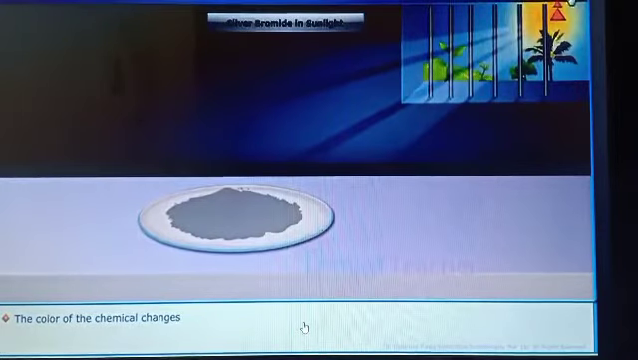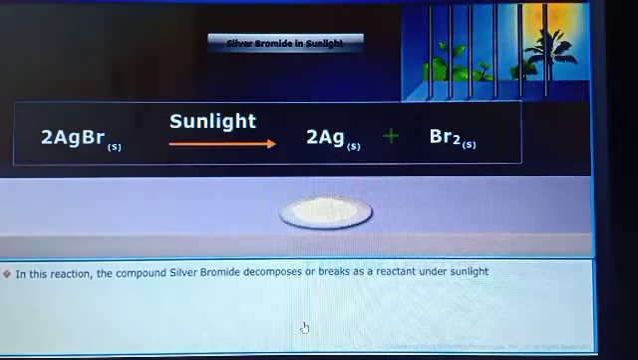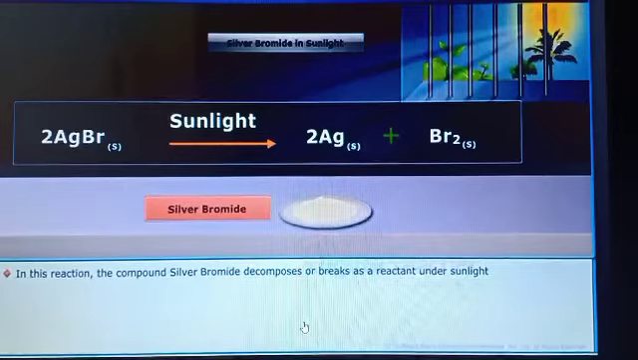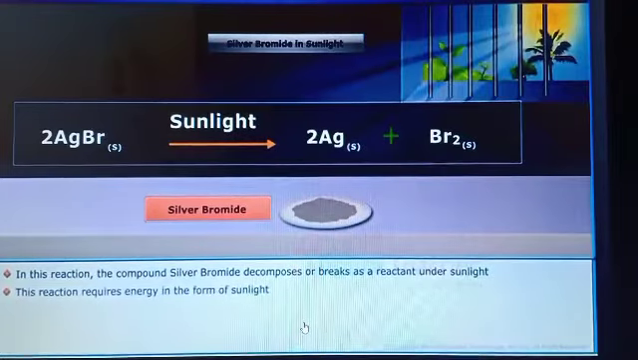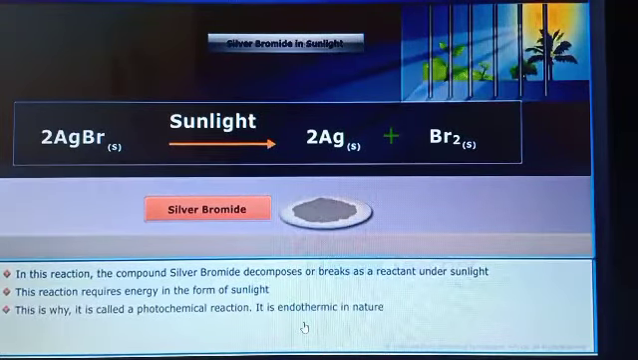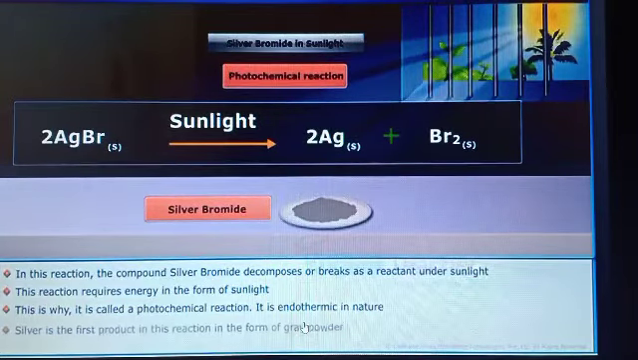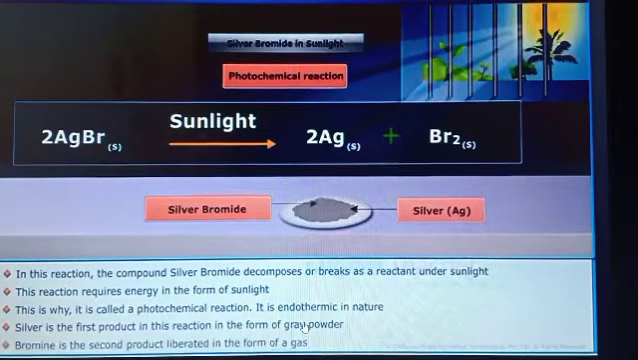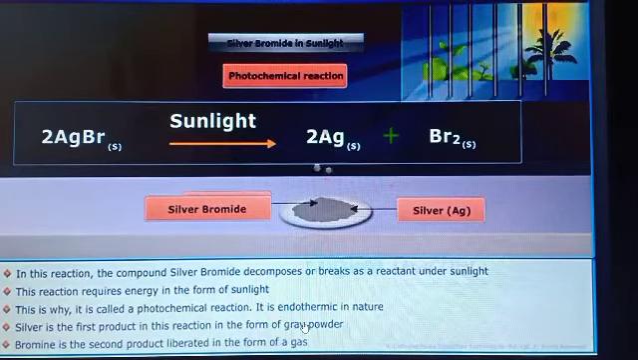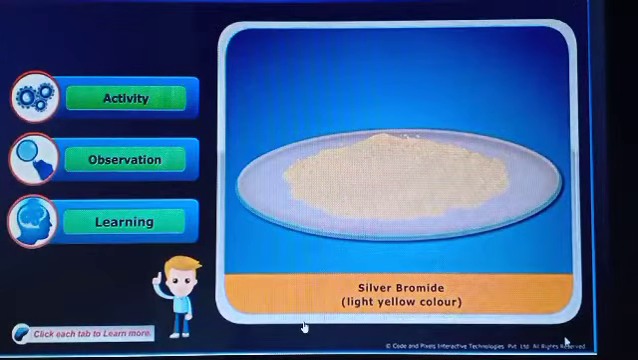In the result you can see, due to the presence of the sunlight, the silver bromide is broken down and converted into silver and bromine. In this reaction, it requires energy in the form of sunlight. That's why we consider this process an endothermic, or you can say photochemical, reaction. The silver is the first product, which is grey in color, whereas bromine is the second product, which is liberated in the form of gas.